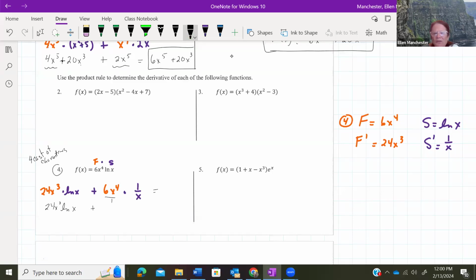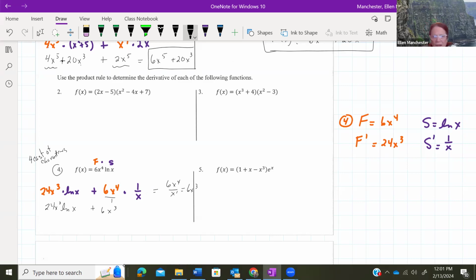If I put this 6x to the fourth over 1 and multiply these, I get 6x to the fourth over x, which is 6x to the third. You see it? 4 minus 1, right? Using your exponent rules.